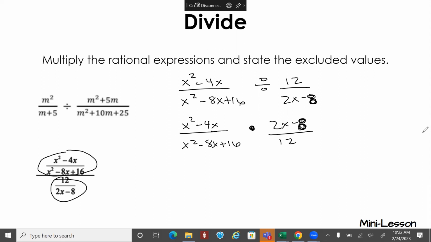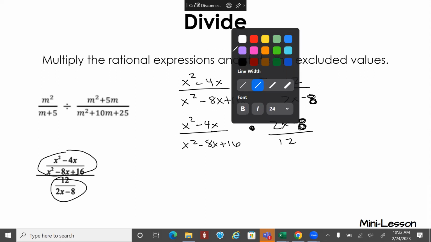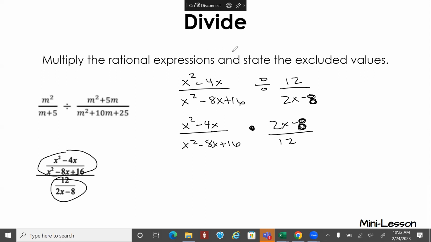Just let me live. Okay, so now we're going to factor. Okay, so over here, we can take out an x. In the bottom, if we factor this, we're going to get x minus 4 times x minus 4. Over here, we're going to get 2 times x minus 4. And then we're going to get 12 in the bottom. Can you finish this problem from here?